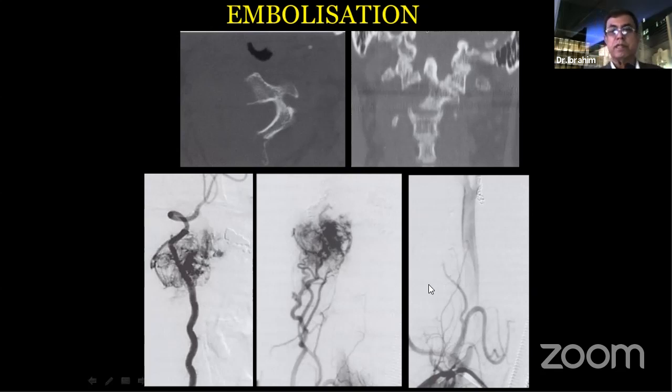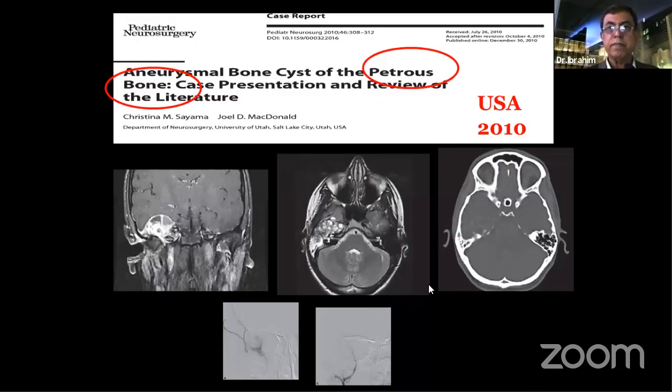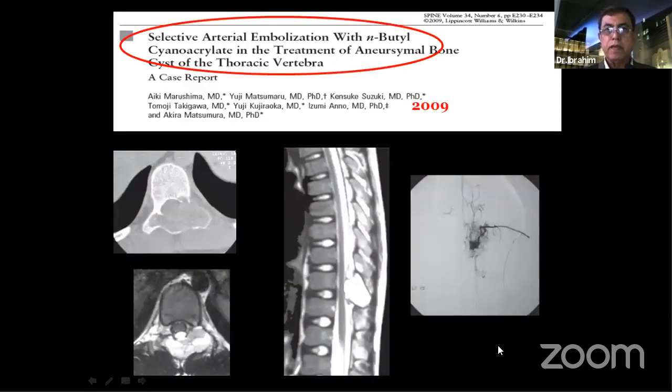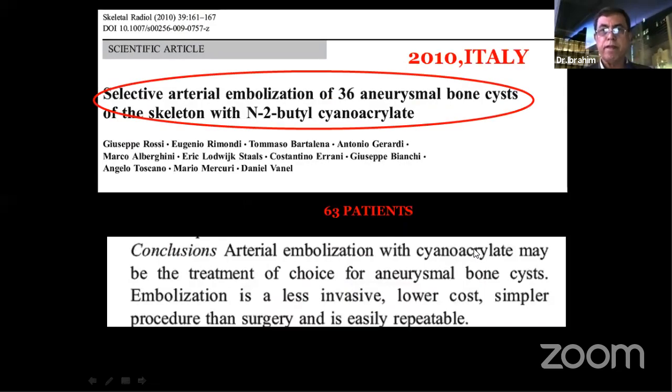The material used for embolization is variable, whether it is small balls or liquid fluid, etc. This is again aneurysmal bone cysts with embolization. N-butyl cyanoacrylate is used in embolization, spinal embolization. From Italy, selective arterial embolization in 36 patients using N-butyl cyanoacrylate.